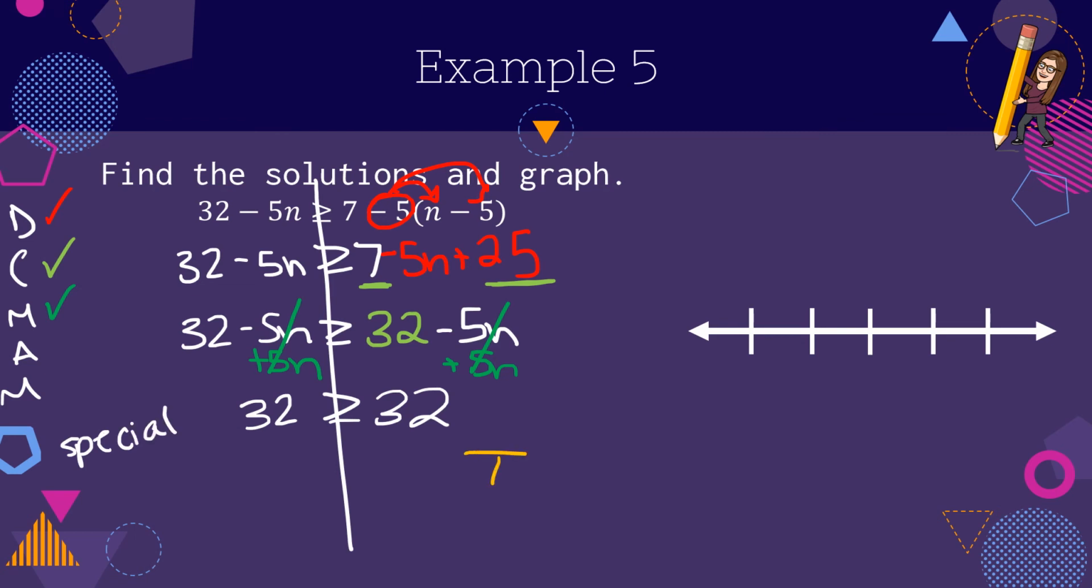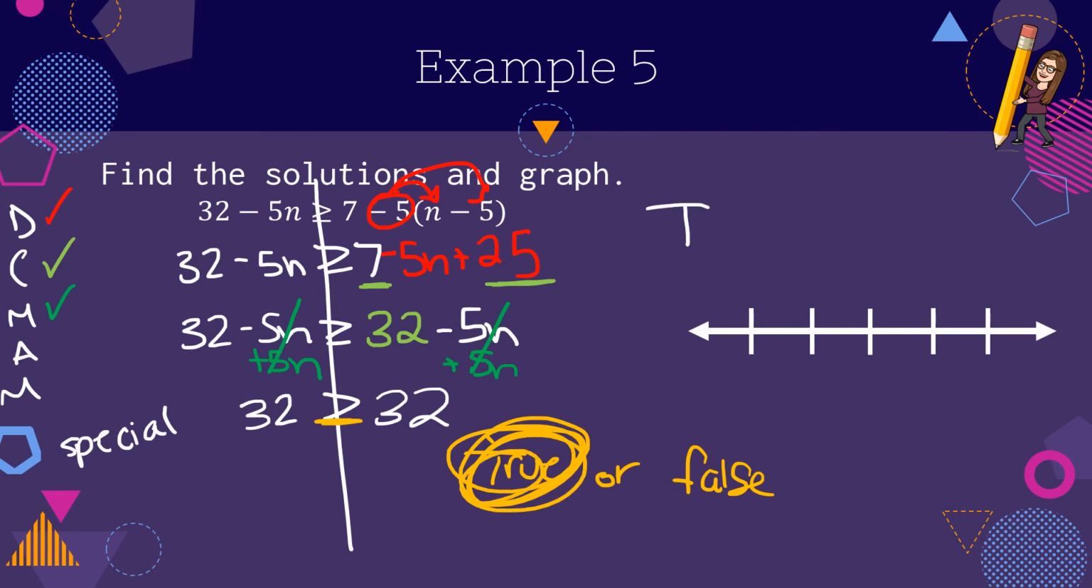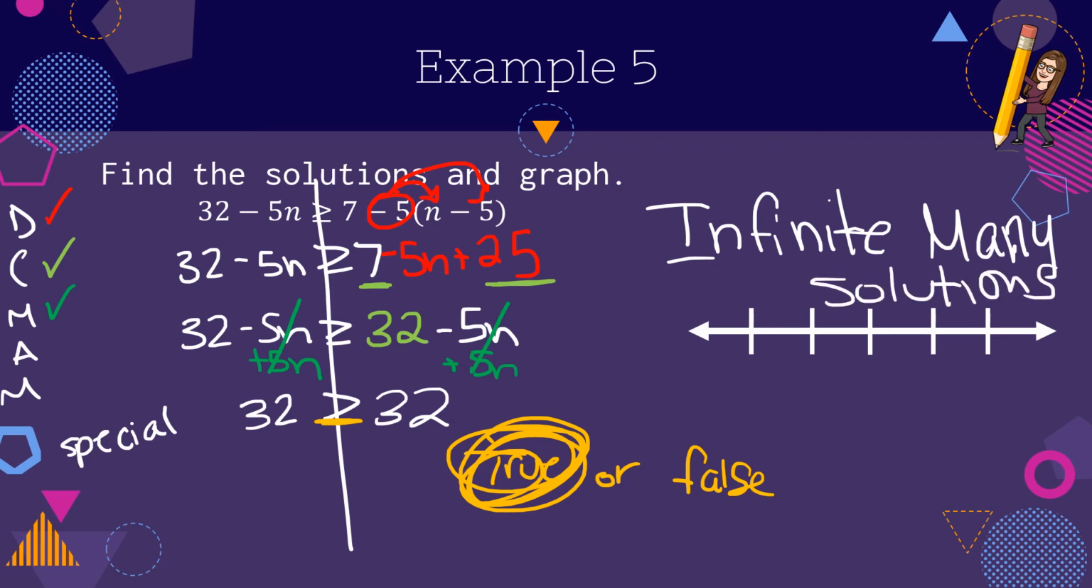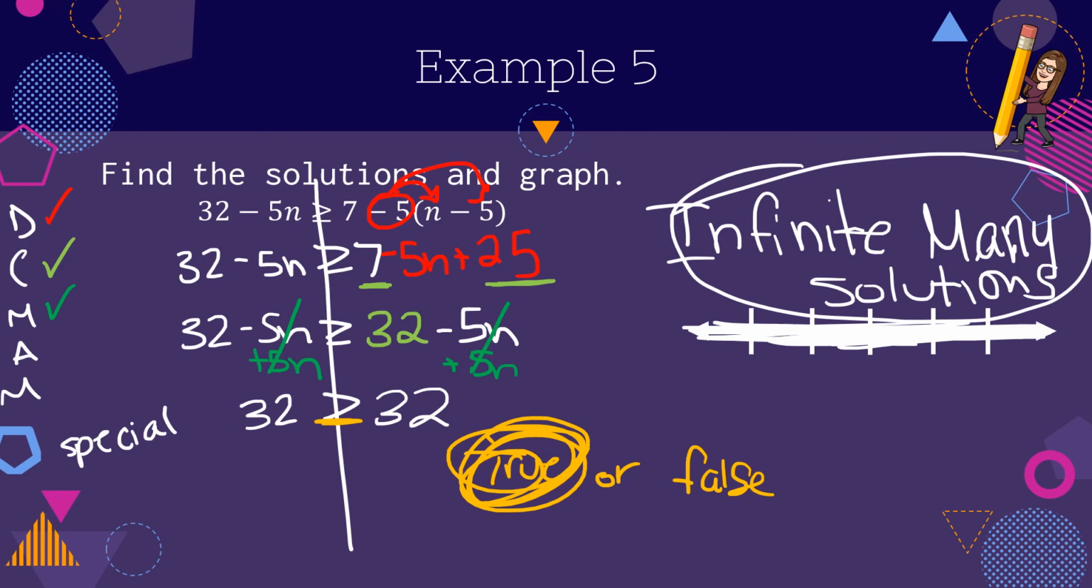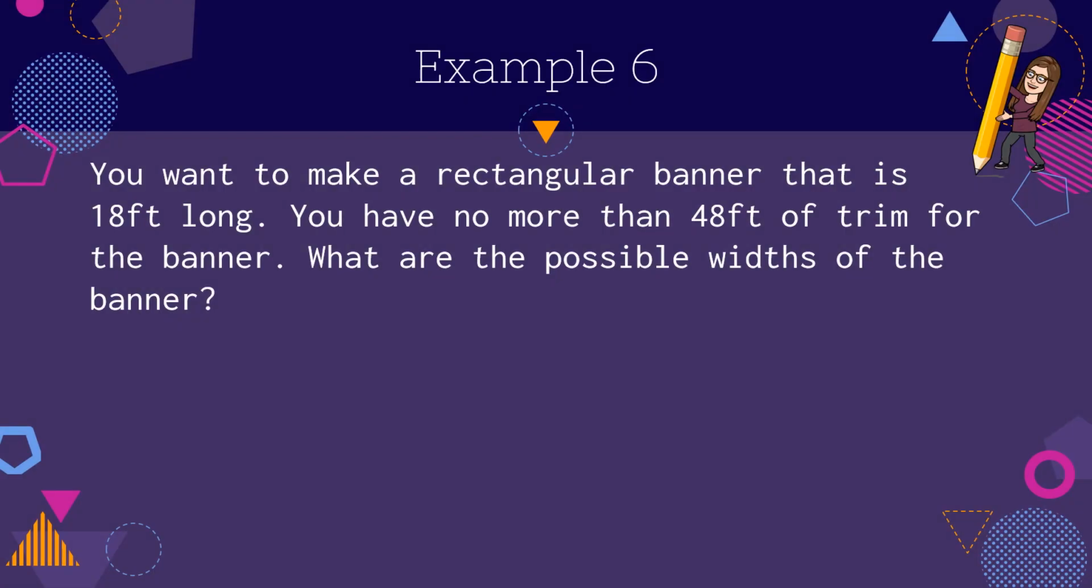This is special. So now we need to decide. Remember, we decided before. Is this true or false? Is 32 greater or equal to 32? Yeah, it's or equal to. So that's true. 32 is equal to 32. So special answer here, we're going to write, and we've done this before, infinite many solutions. Now, if you want to do a graph, what that means is it's the whole graph. So you would just be shading everything. Okay? I am more worried that you understand the words. That means any number in the world will work.